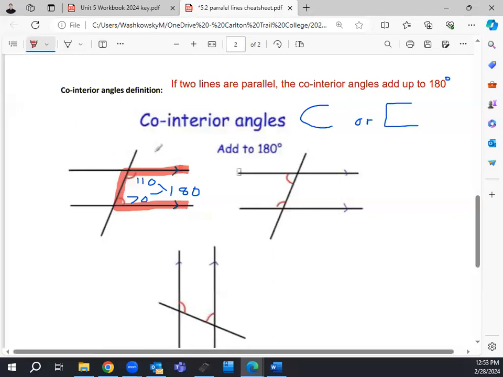And just like before, you can have a forward C, you can have a backward C. If this one's 70, this one has to be 110 because they have to add up to 180. You can also have them rotated. Again, any orientation works, but I'm just looking at the inside ones. So if this one's 110, this one down here has to be 70.